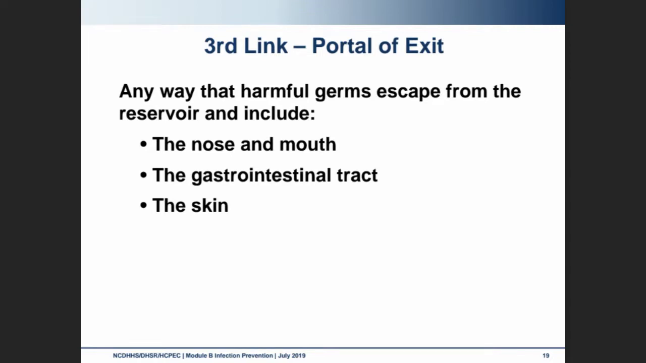On our skin, harmful germs leave through direct contact, and that can be in blood, pus, or any other kind of liquid that may have some drainage from our skin.